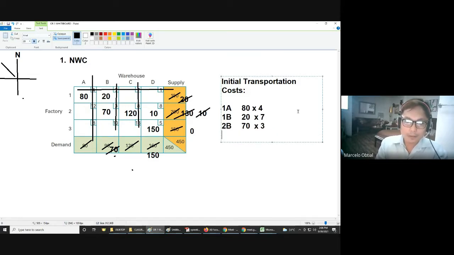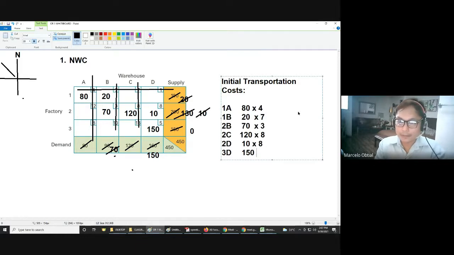Next, you have 2C. 2C. Will cost you 120 times 8. Okay. Next, you have 2D. Will cost you 10 pesos times 8 pa rin, dollars. Last, okay, you have 3D. It will cost you 150 units, I mean, times $5. No? Multiply, and please add. This will give you $320.